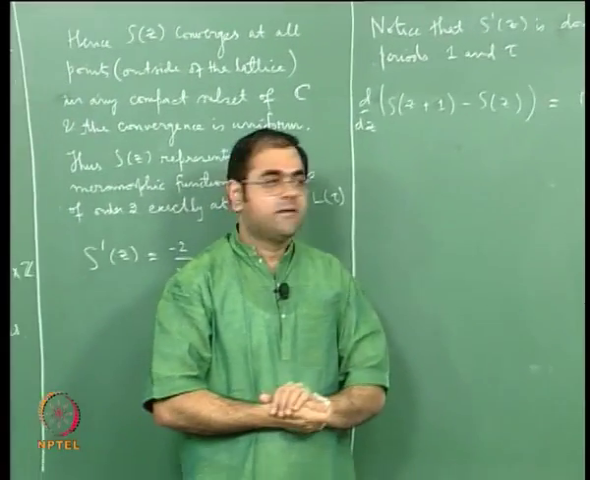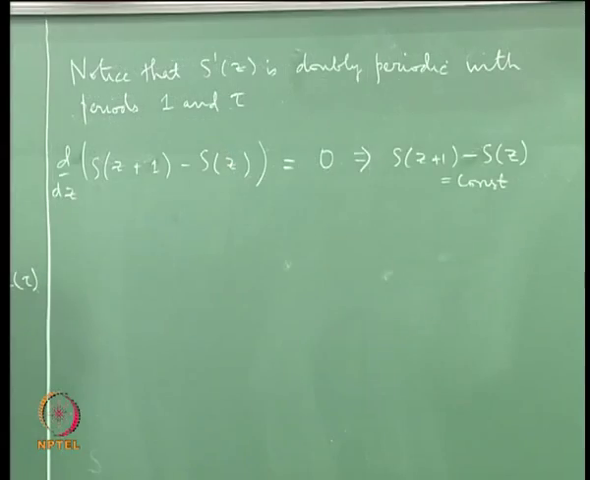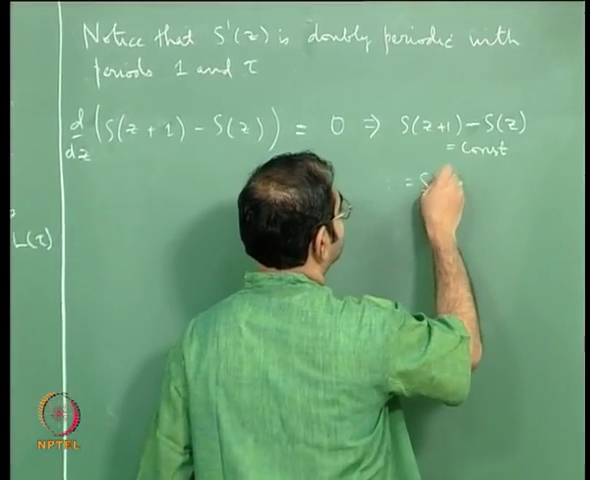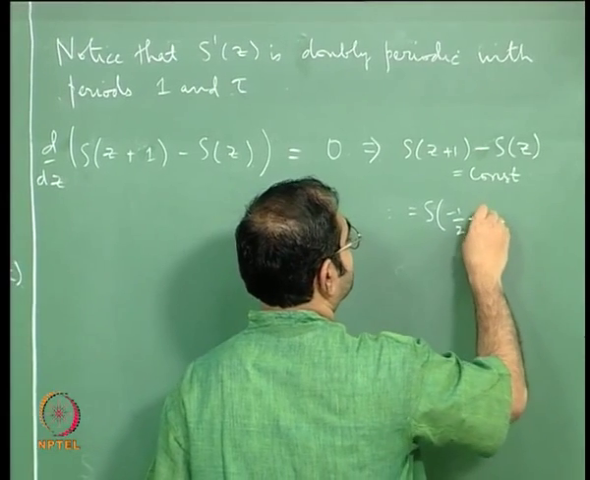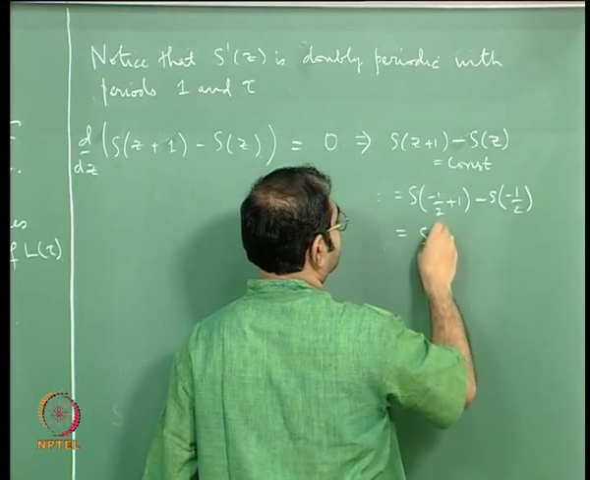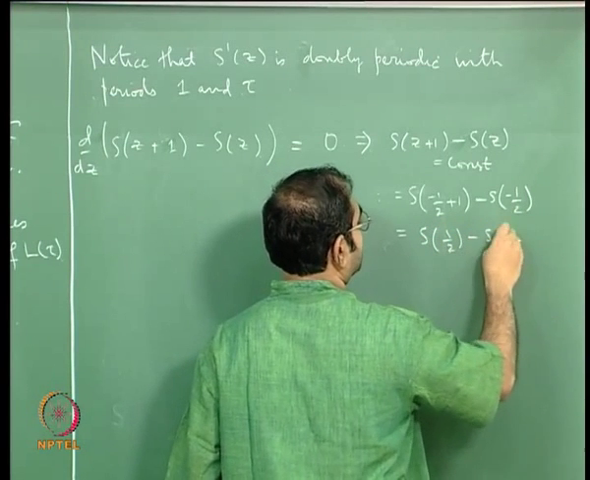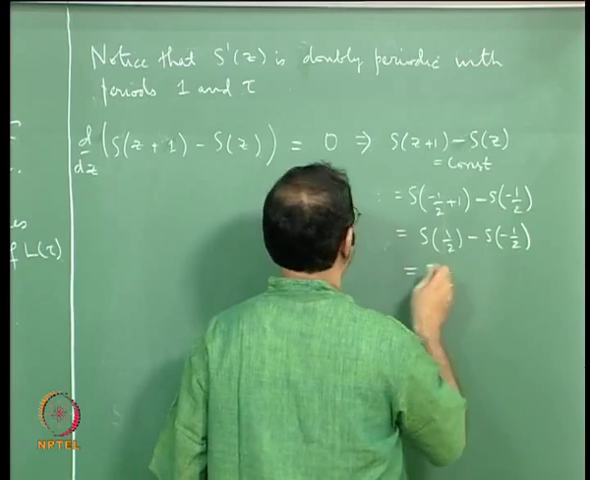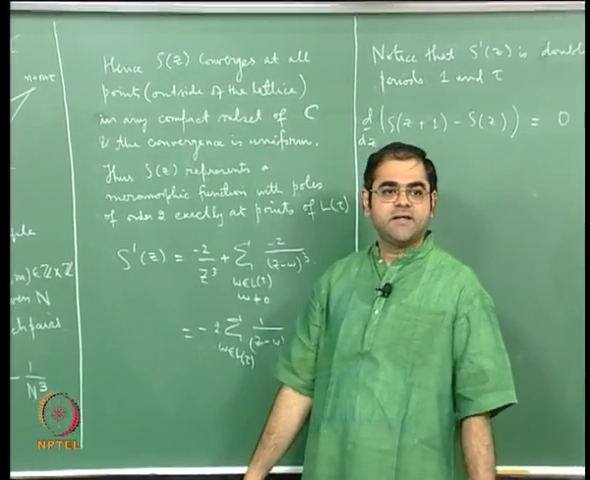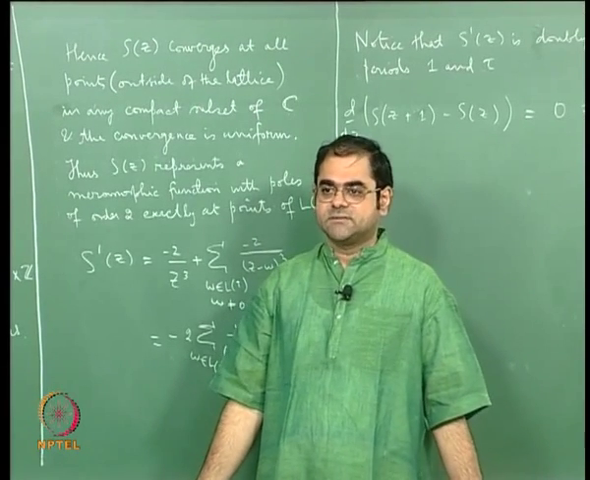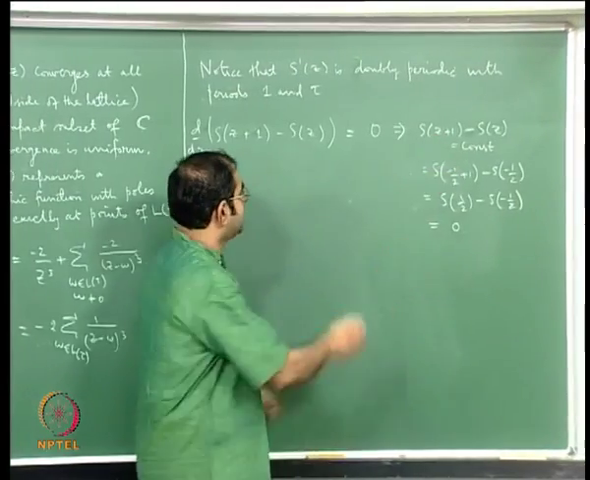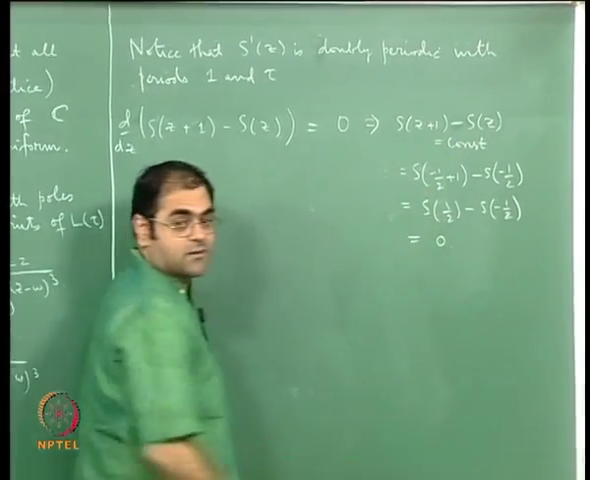And that constant has to be 0. Now that constant has to be equal to S of minus half plus 1 minus S of minus half, which is S of half minus S of minus half, and this has to be 0 because from the expression for S it is very clear that S is an even function, wherever it is defined. So what we have proved is that S of z has 1 as a period.